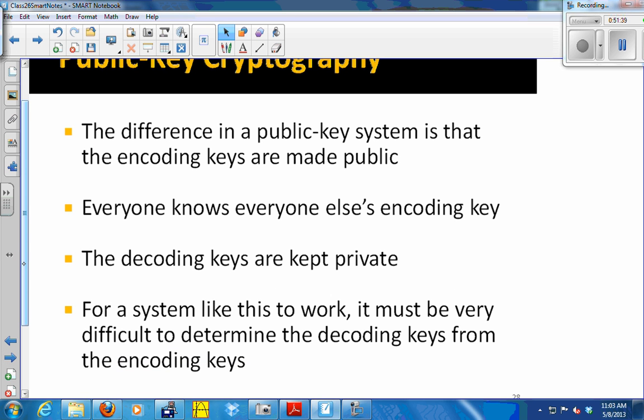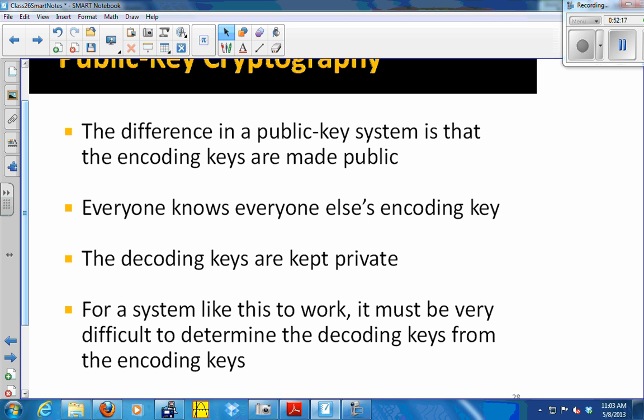So the difference in a public key system is that the encoding keys are made public. I would just post out on the internet, hello everyone, if you want to send me a message, encode it by multiplying times 7, and then send it to me. And then only I am smart enough to figure out how to decode it, because only I know modular arithmetic, right? Only I could figure out that to decode multiplying by 7, you should multiply by 25. Does this make sense?